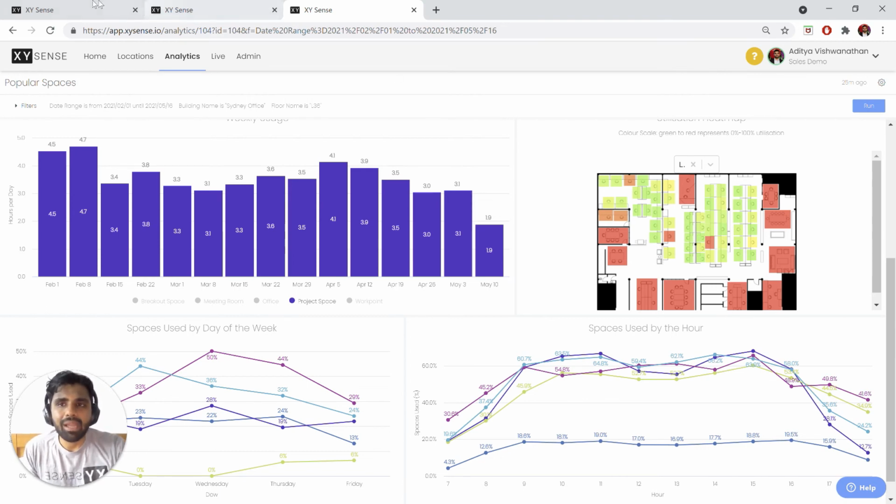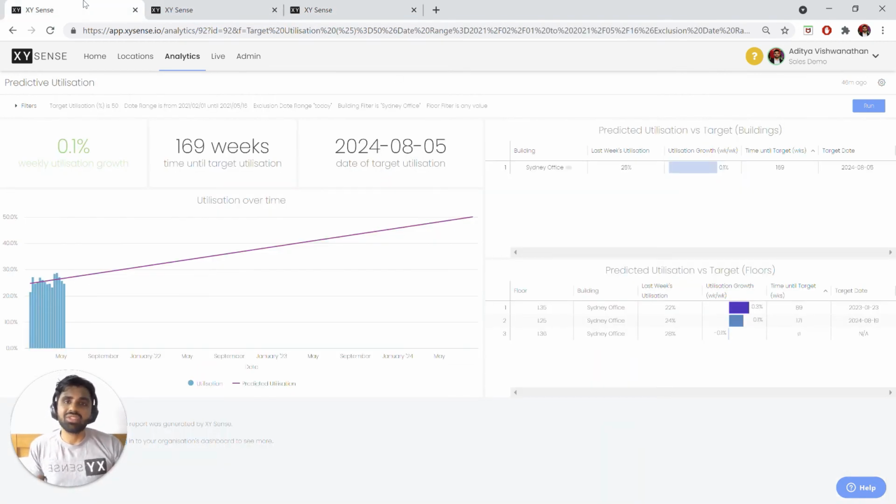So wrapping up, predictive utilization is just one of the many specialty dashboards that we have on offer, available to all XY Sense customers right now.